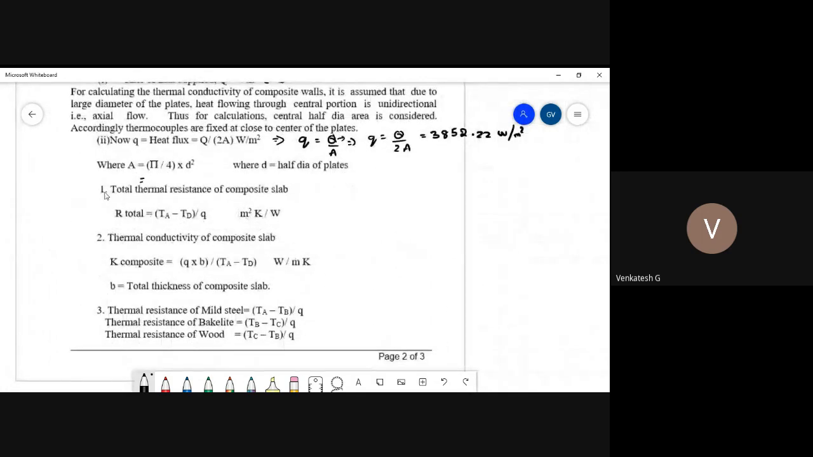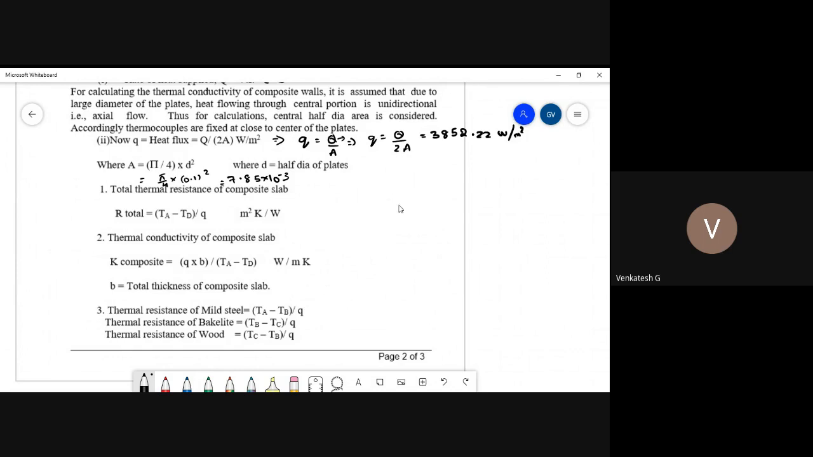If you convert this into meters, it will be 0.1 meter. So here you can substitute pi by 4 into D squared, where D is the half diameter of the plate. So it is 0.1 whole square, right? If you calculate that, it will be around 7.85 into 10 power minus 3. So is it clear? We are going to take the half diameter of the plate, so that's why we are going to take 100 mm.